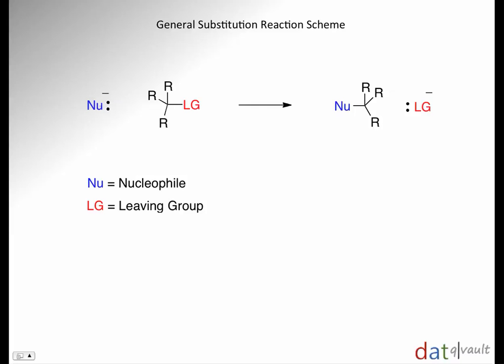Substitution reactions are pretty much exactly what they sound like. Here we have a general substitution reaction scheme, where we have a substrate with a good leaving group, and some sort of negatively charged nucleophile with a lone pair of electrons. In a substitution reaction, these electrons will attack the carbon center bearing the leaving group, and then the leaving group will leave to get our substitution. So now the nucleophile is bound to the carbon center, and the leaving group is away from the carbon.